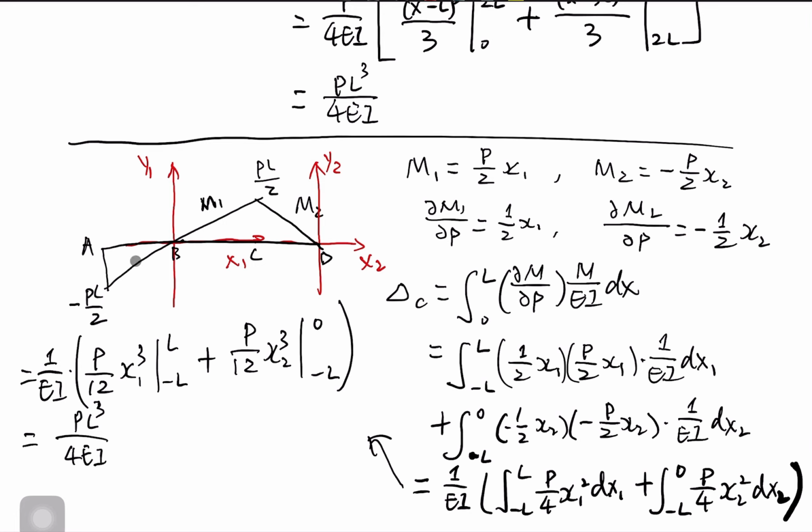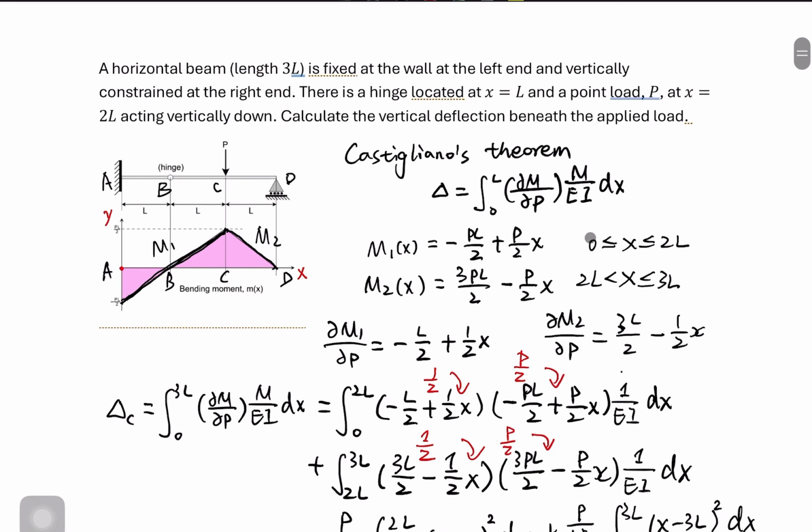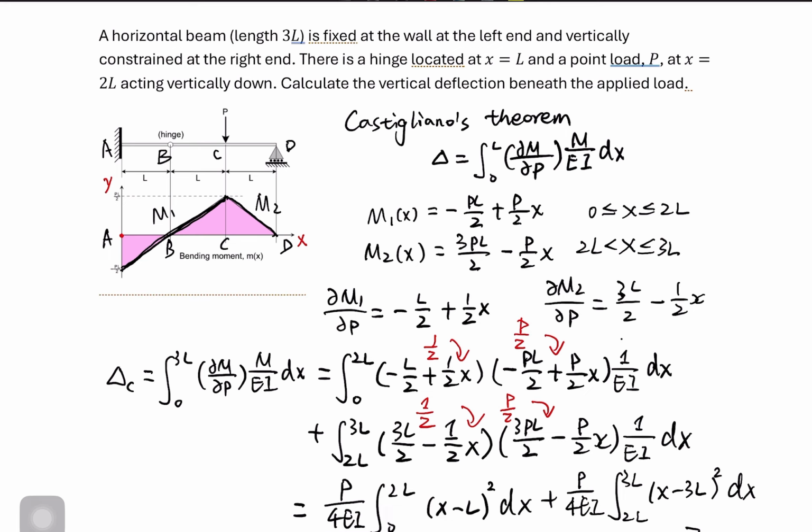So we can see the second procedure: we build two coordinate systems, x1 y1 and x2 y2. By using these two coordinate systems, we get simplified expressions for M1 and M2, which helps us speed up the procedure of evaluating the integrals. So this is the question of calculating the deflection at a point on the beam using the Castigliano theorem, with two different procedures using different coordinate systems. Okay, this is the solution for this question. Thank you.